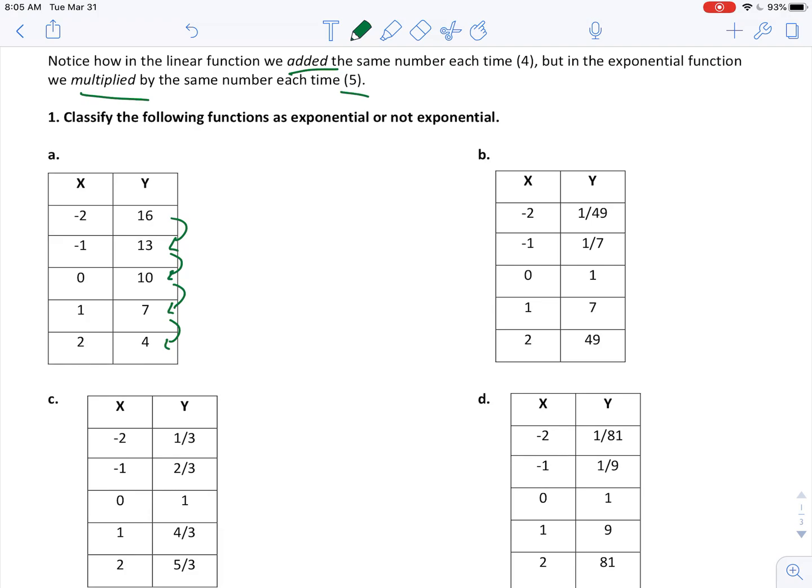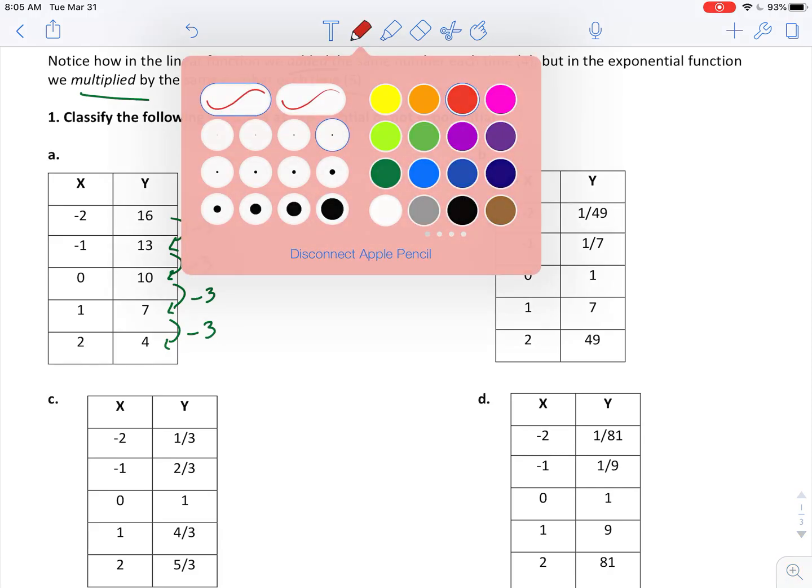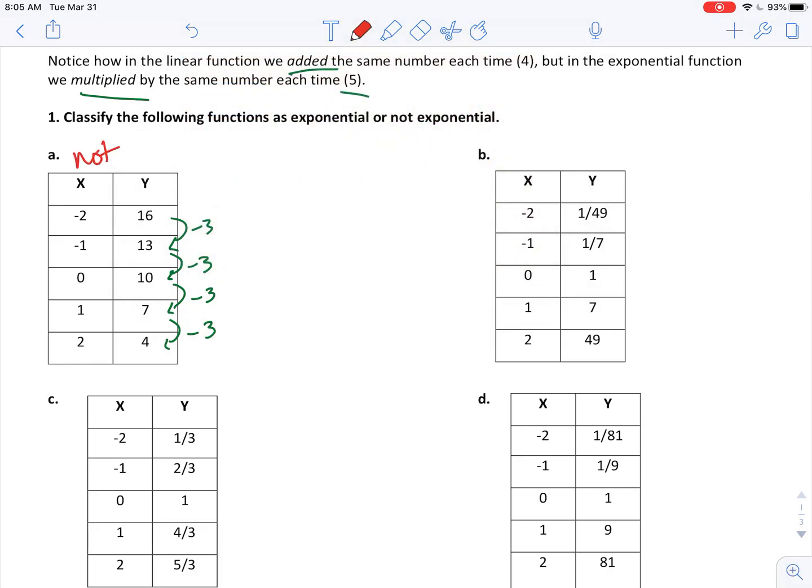16, 13, 10, 7, 4. So what's my pattern here? How am I changing every time? Well, from 16 to 13, I subtract 3. From 13 to 10, I subtract 3. 10 to 7, I subtract 3. 7 to 4, I subtract 3. So if I'm subtracting or adding the same thing every time, then that's a linear function, which means that it's not exponential. It's linear.